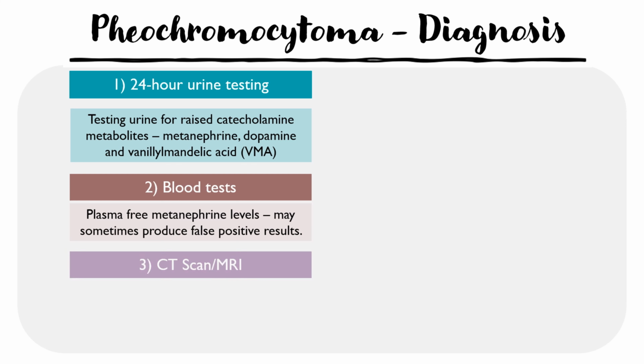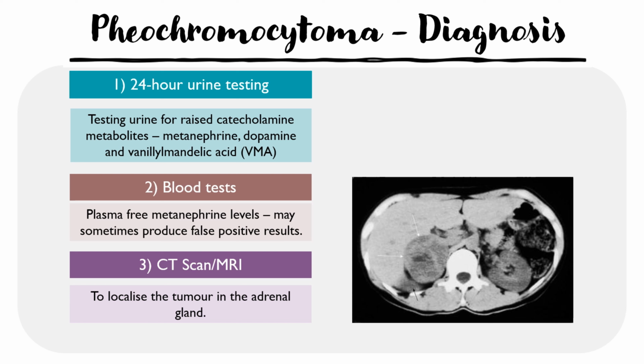And finally, we might turn towards some imaging such as CT scans or MRIs, which help to localize the tumor in the adrenal gland. And just as one example, we can see quite a large pheochromocytoma on the right-hand side here.